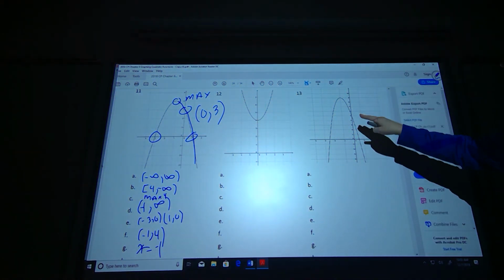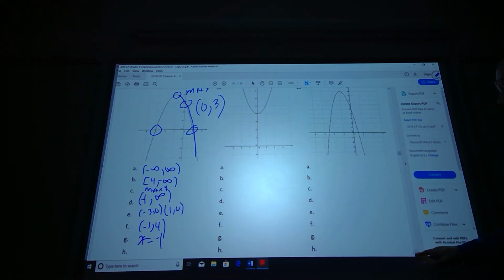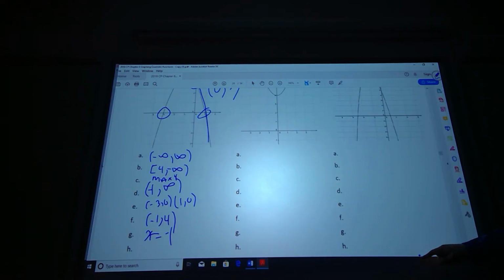This one's going to be done the exact same way. I think you should be able to handle that just fine. Ask your teacher to go over that if you need help.